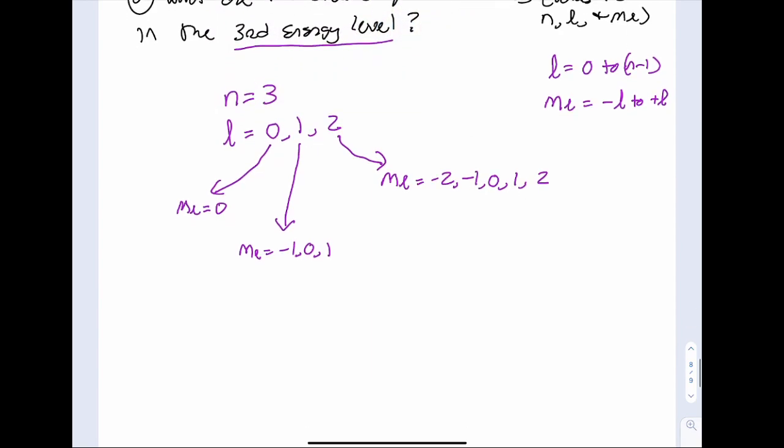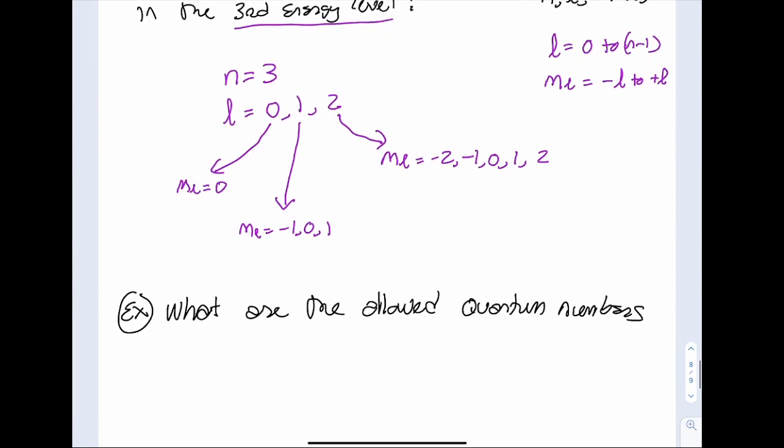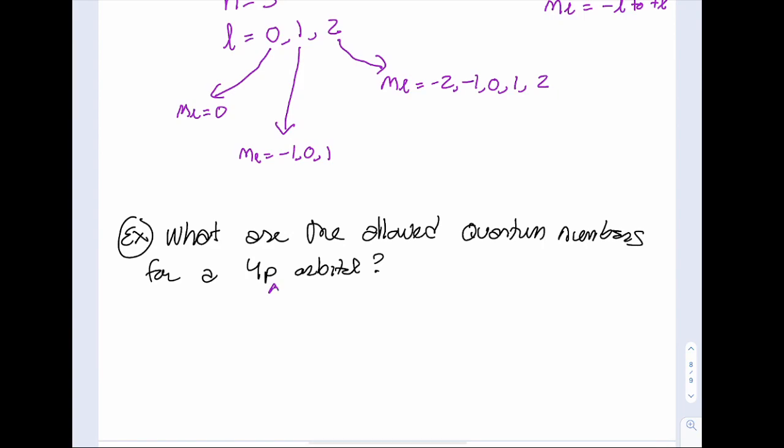Another type of question I would ask: what are the allowed quantum numbers, and again, right now, I'm just going to ignore M sub S, so N, L, and M sub L, for a 4p orbital. So be careful on this one. The difference between this question and the one before is that on this one, I'm just giving you the energy level. Here, I'm also giving you the subshell.